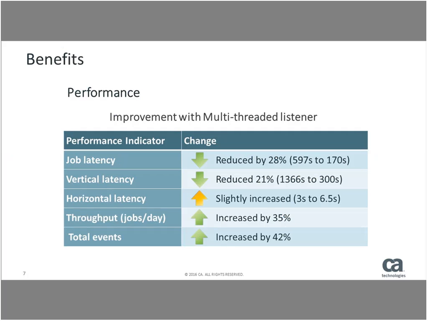In this table here, you can see the job latency. This is the difference in time between the start job event and the starting event. The vertical latency is the difference in time between starting event and the running event. Horizontal latency, and these are all in seconds, is also referred to as the average latency. This is the average processing time required for all events. So while you can see that the average latency increased slightly, the overall throughput and total events processed increased by a significant percentage.